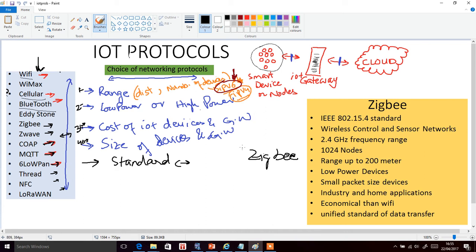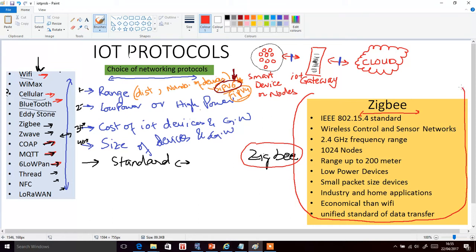So now we will talk in detail about the ZigBee protocol. ZigBee protocol is specifically designed for the IoT networks, and these are all the properties that I have already written, and we will go one by one and discuss them in detail. We can make it a bit bigger so that it's more clear.